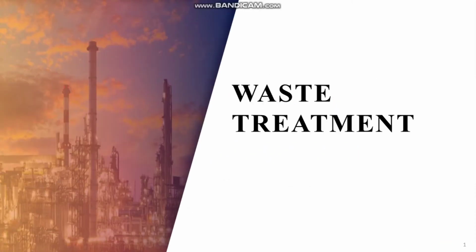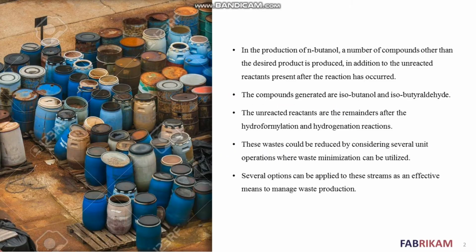Waste treatment. In the production of N-Butanol, a number of compounds other than the desired product are produced, in addition to the unreacted reactants present after the reaction has occurred. The compounds generated are isobutanol and isobutyraldehyde. The unreacted reactants are the remainders after the hydroformylation and hydrogenation reactions. These wastes could be reduced by considering several unit operations where waste minimization can be utilized. Several options can be applied to these streams as an effective means to manage waste production.